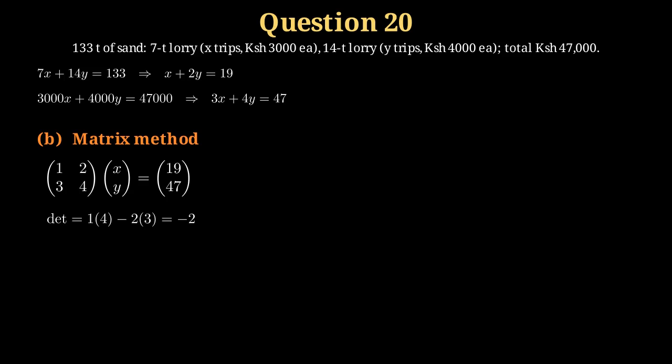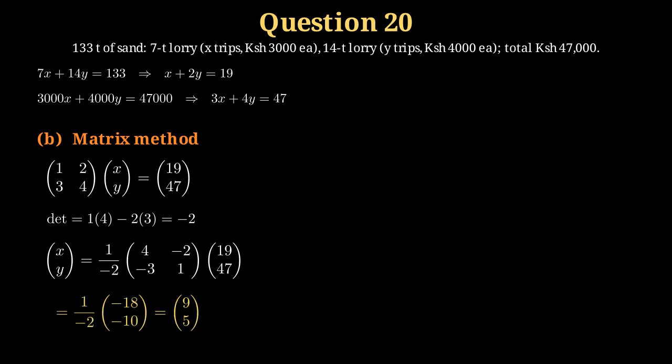As a matrix equation, the matrix 1, 2, 3, 4 times the vector x, y equals the vector 19, 47. The determinant is 1 times 4 minus 2 times 3, which is minus 2. Multiply both sides by the inverse: 1 over minus 2 times the matrix 4, minus 2, minus 3, 1, times the vector 19, 47.